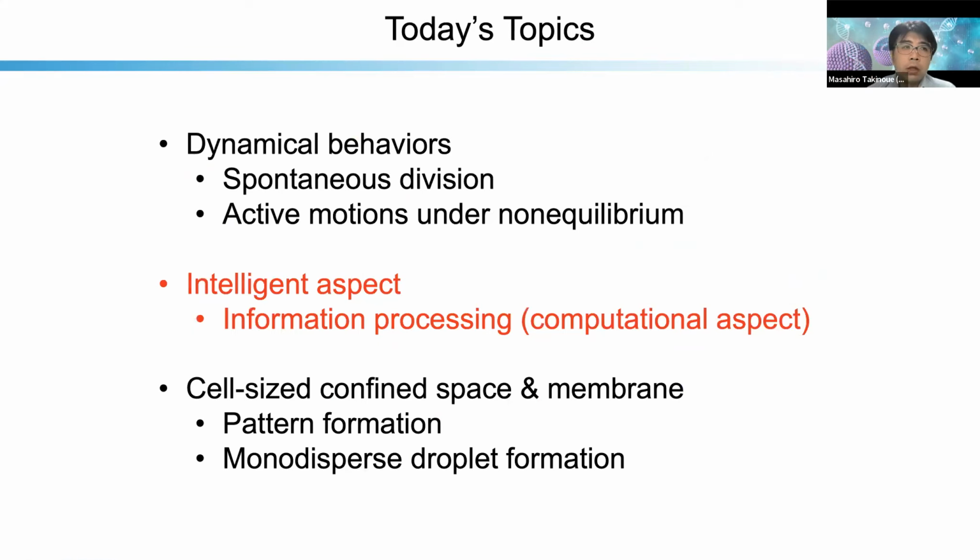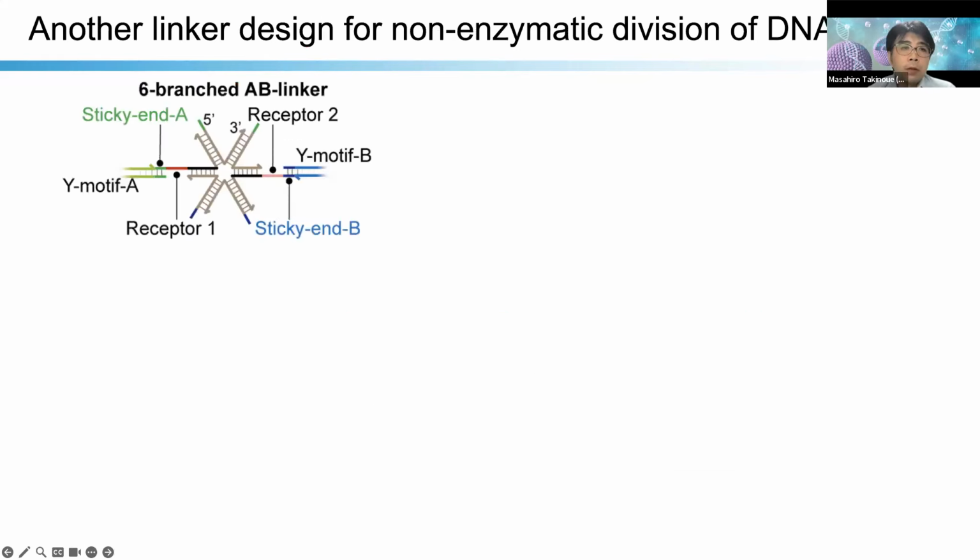Okay, so we move on to the next part, the intelligent aspect of the DNA droplets for the construction of artificial cells. We want to construct the information processing ability of the DNA droplet for the construction of intelligent artificial cells. So next, we considered another linker design, like this. This linker has two single-stranded parts, here and here. We call these parts the receptor parts.